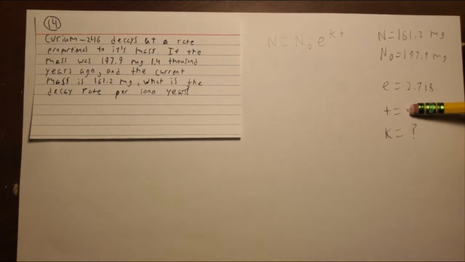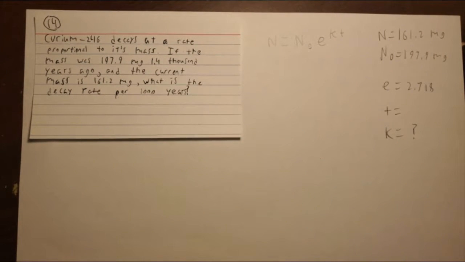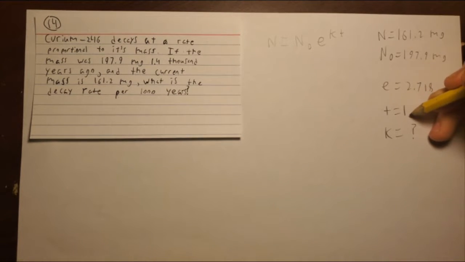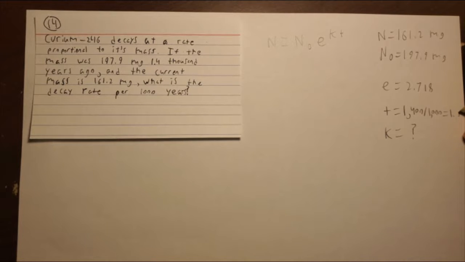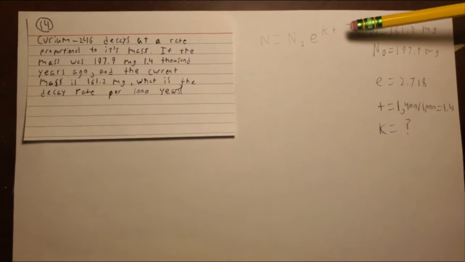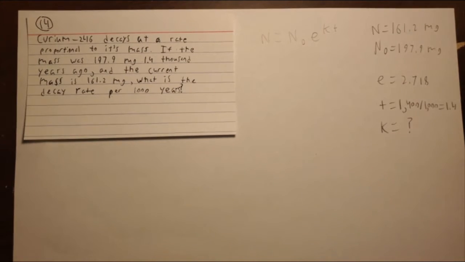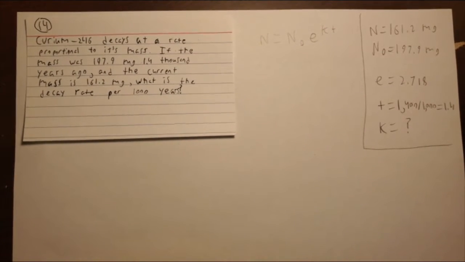And so T, actually, since we have two times, we have 1.4 thousand years ago and 1,000 years ago, we actually have to find the ratio between those times. So 1,400 divided by 1,000 will actually be 1.4, which is our actual time. When I say actual time, I mean that's the time we'll put into the equation, because we have to put a ratio in order to solve. If we have these values, we can start inputting them into the equation.